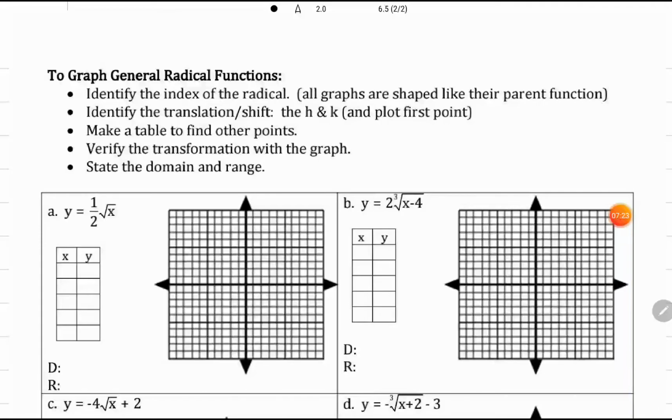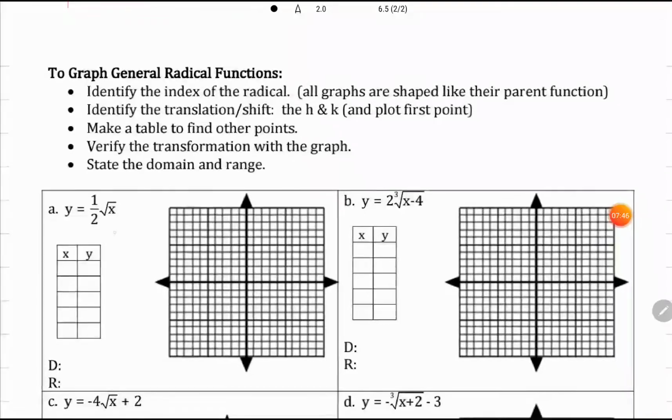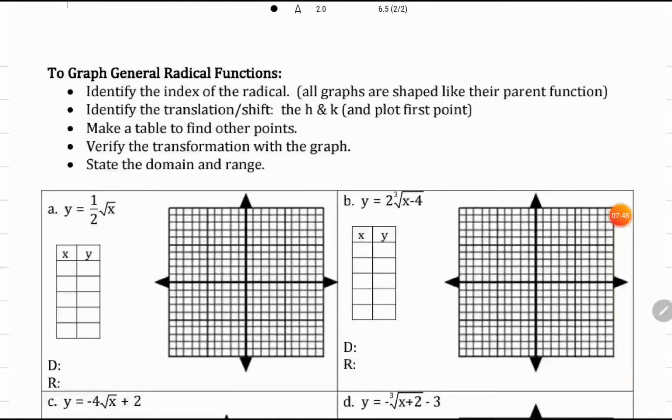Okay, here we go. This is how we do it. All that's happening in this graph is we have y equals 1/2 square root of x. So we just have a vertical stretch or shrink. In this case, it's a shrinkage because the a value is less than 1. And we're going to use the same points: 0, 1, 4, 9, and 16.